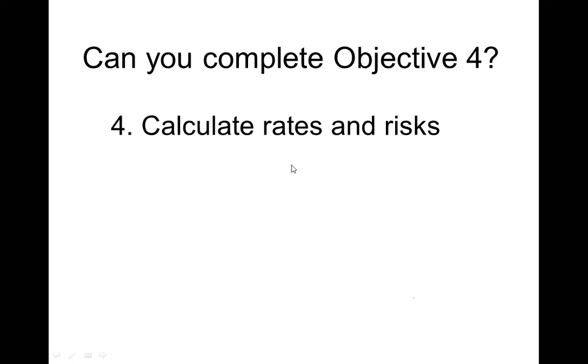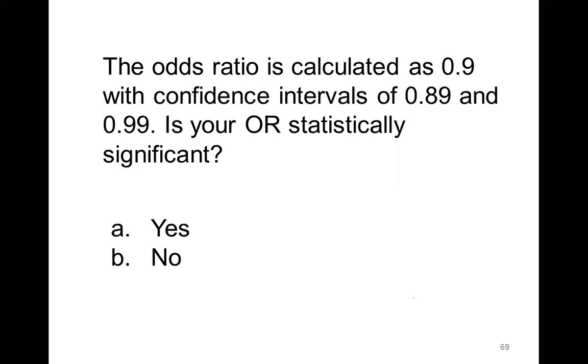Okay, and then objective 4 was calculate rates and risks. As I said, I'm not expecting you to do that, but I think I might have a couple, one or two questions that ask about whether this risk is greater than the other or something like that. So you will have to remember A, B, C, D, okay? And you do need to remember, if it's a case control study, what kind of point estimate we have versus a cohort study, and what kind of point estimate we have.